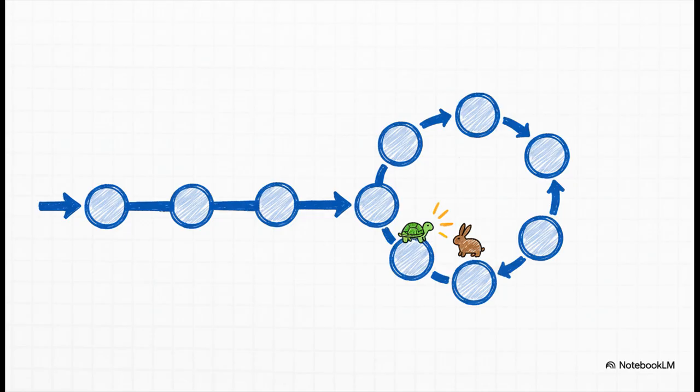The slow pointer will eventually get into the loop too. And since the fast one is moving twice as fast, it's absolutely guaranteed to eventually lap the slow one. The second they meet on the same node, boom. You found your loop. It's so simple, but so brilliant. Just a fantastic aha moment.